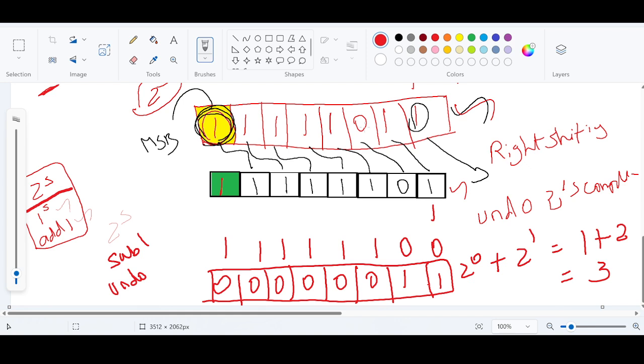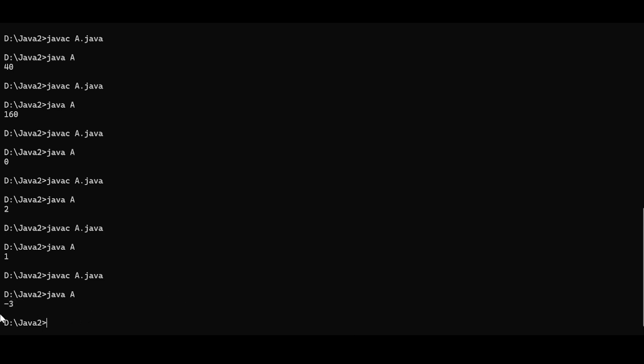But since you have done 2's complement, you have done 1's complement, the most significant bit was 1. When you are doing 2's complement, you will add a negative sign. That's why the output is minus 3. You see, minus 3.